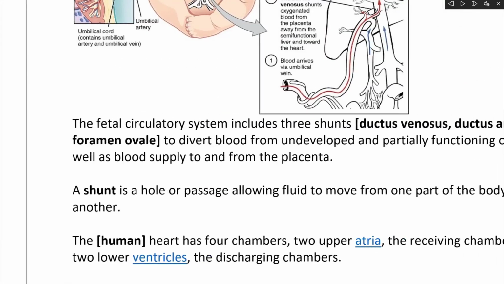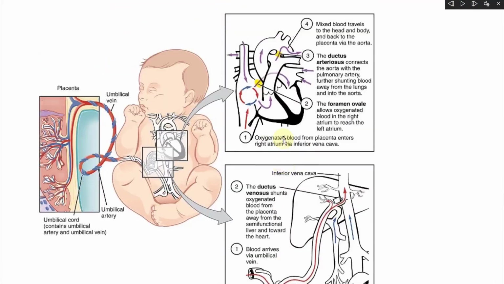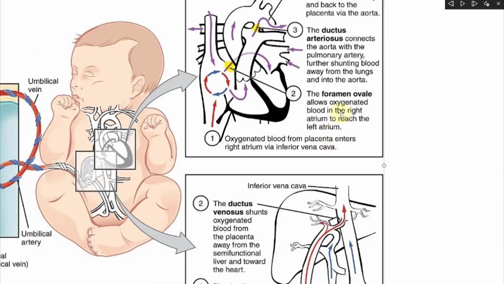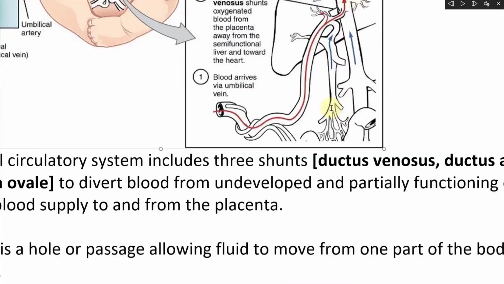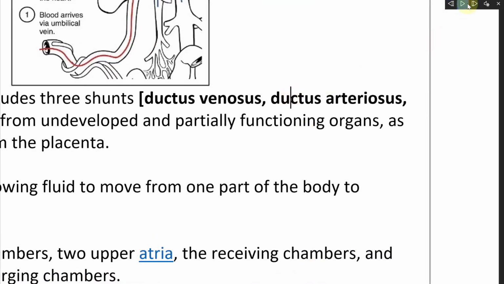So the foramen ovale is one of the 3 shunts of the fetal circulatory system. Let's read it. Foramen ovale. I've been calling it foramen ovale, but close enough. So that is the shunt that allows oxygenated blood in the right atrium to reach the left one over there. And then number 3, the ductus arteriosus, that's another shunt. That is over here, ductus arteriosus.